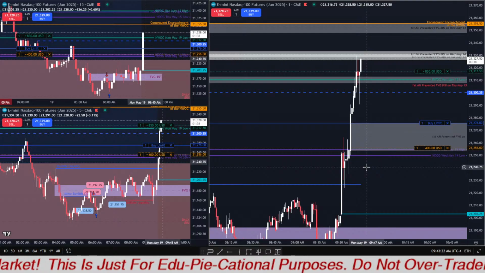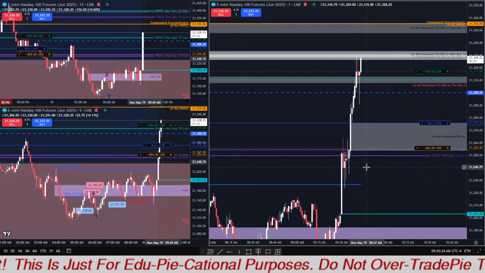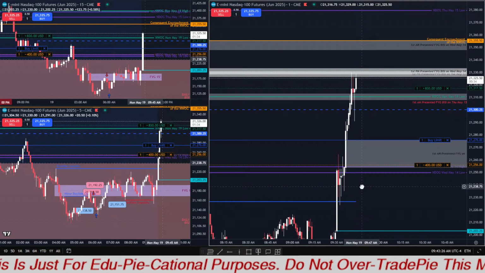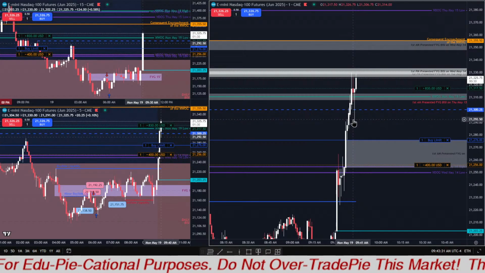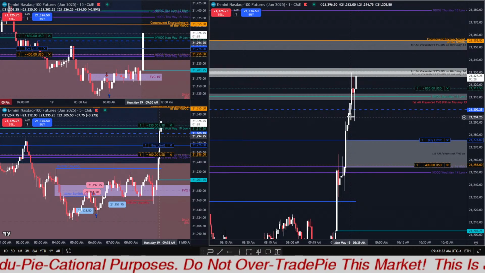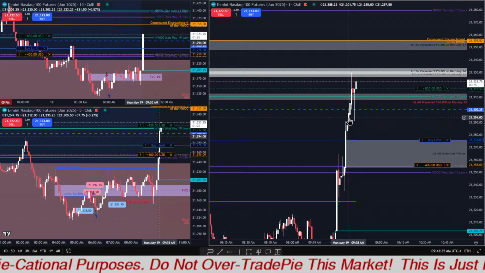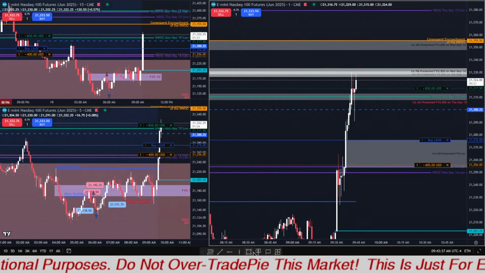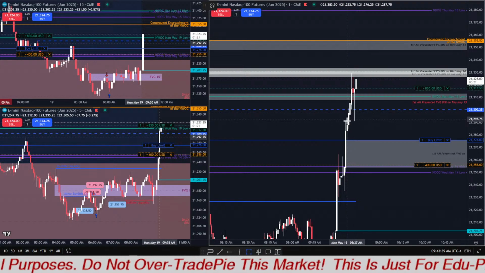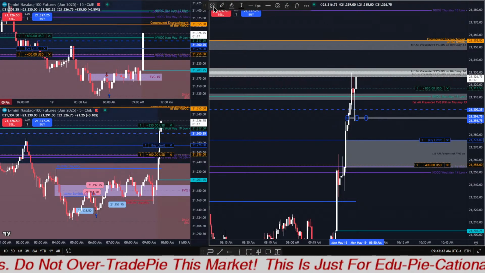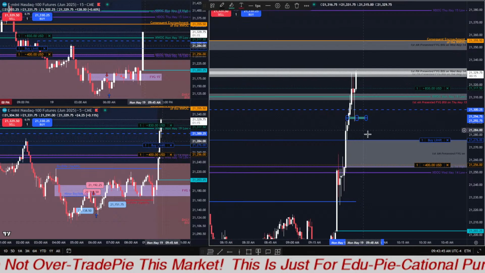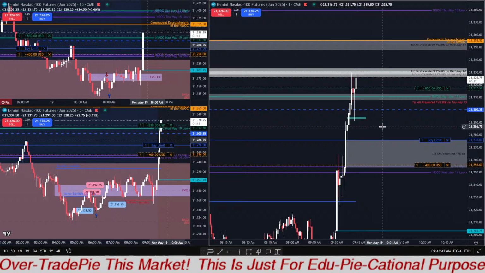Let me make the chart a little bit more clean and let's see. Note that the market had traded into this inefficiency over here, that is formed of BC. I'm just highlighting this. It's a 1 minute fair value gap.